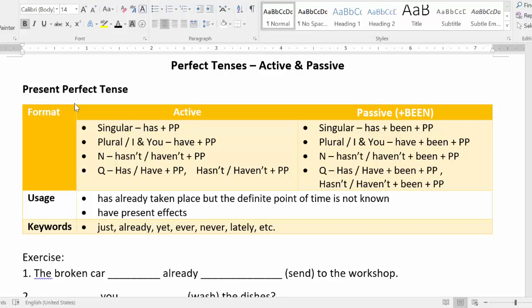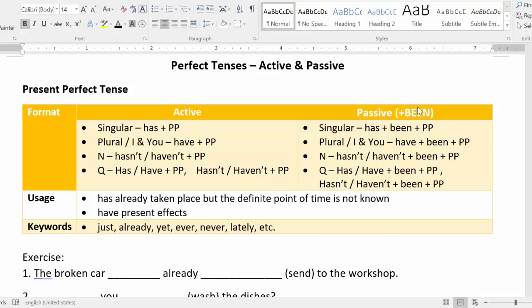The main format for present perfect tense is has or have plus pp. Singular, we use has plus pp. Plural, including I and you, we use have plus pp. Negative, we add not, so hasn't, haven't plus pp. Always remember your not should be followed after the first verb, so your not should be together with has or have. Question form, has, have plus pp. Has, have we put in front. Hasn't, haven't if it's a negative question, plus pp.